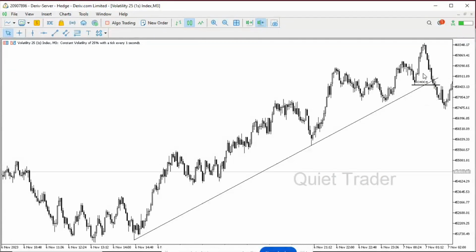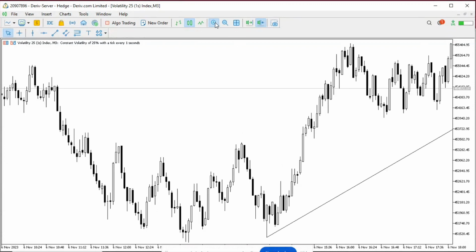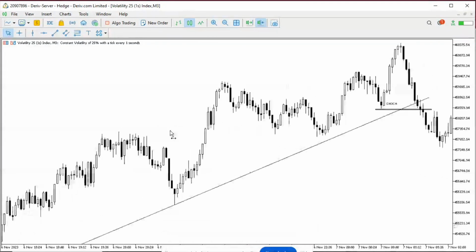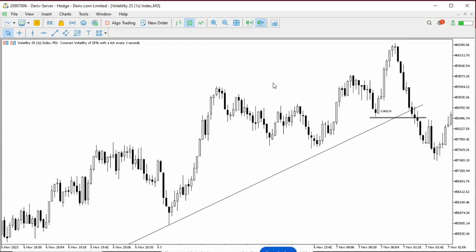The move that breaks the structure to give us change of character contains an order block. An order block is the last buy candlestick followed by big sell candlesticks that break the structure to give us change of character.